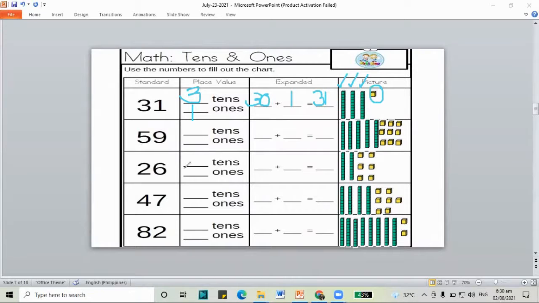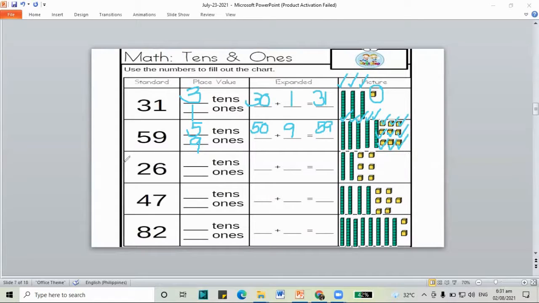Let's go to 59. In the tens place, that is 5. In the ones place, that is 9. 50 plus 9 is equal to 59. Let's check our drawing. 10, 20, 30, 40, 50. And let's add the 9. 51, 52, 53, 54, 55, 56, 57, 58, and 59. That's how you make 59.